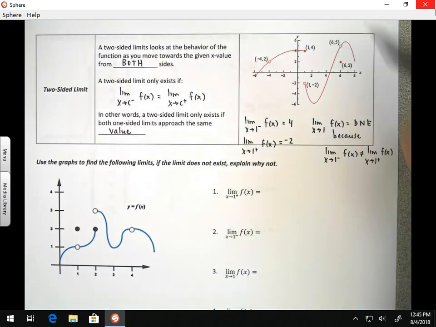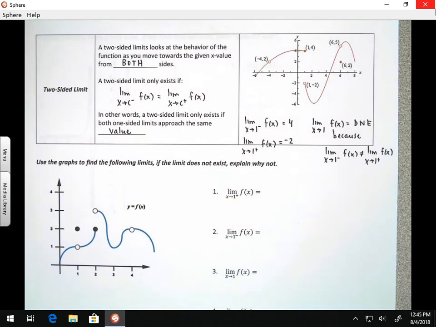Now, we could pick another value, let's say as x approaches 6. I can see pretty clearly here that as I approach from the right, I'm approaching 5. As I approach 6 from the left, I'm approaching a y value of 5. So that would have a two-sided limit.